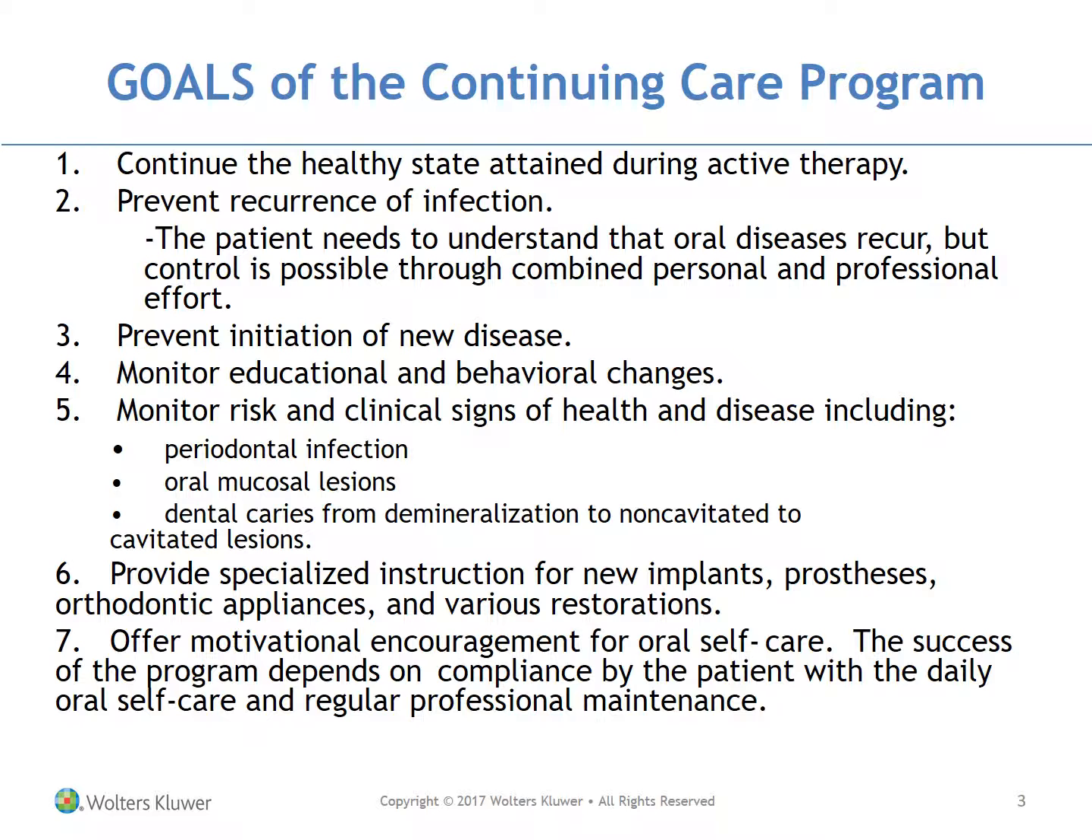Three, prevent initiation of new disease. So what are our primary preventions, right? Primary prevention would include fluoride and oral hygiene instructions, and this is when there's no disease, we're preventing anything from happening, anything new from developing, okay?